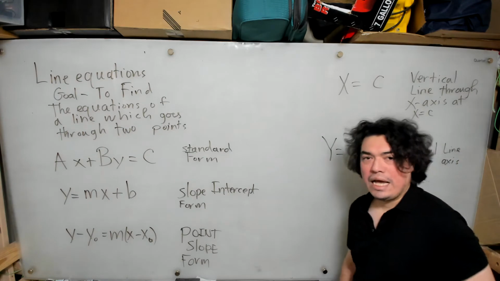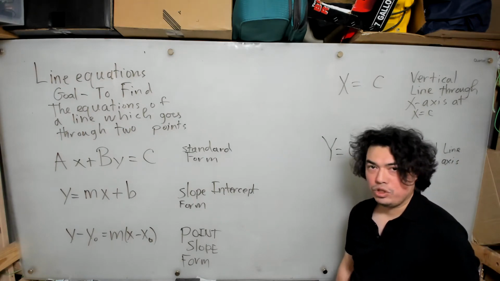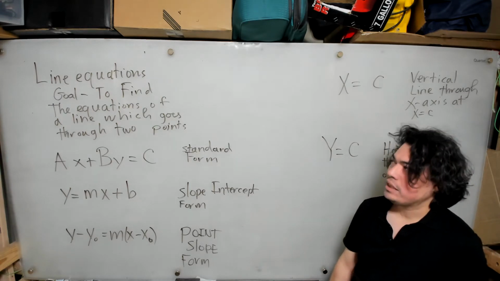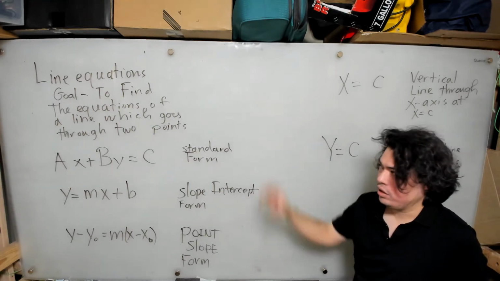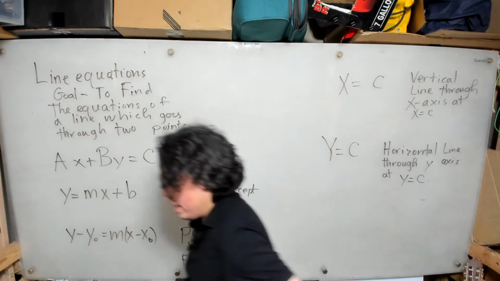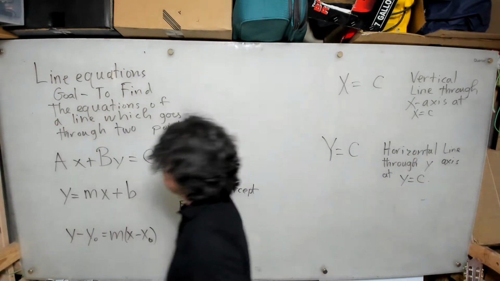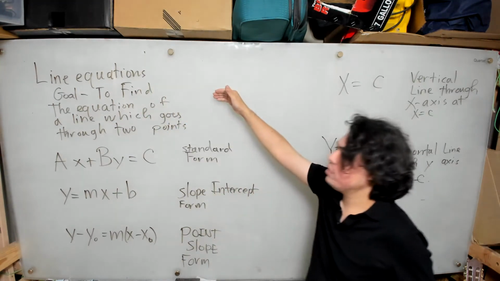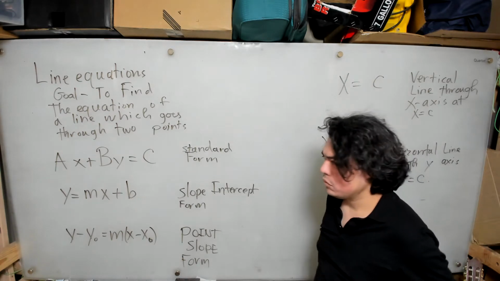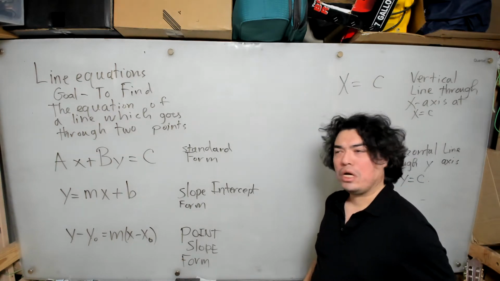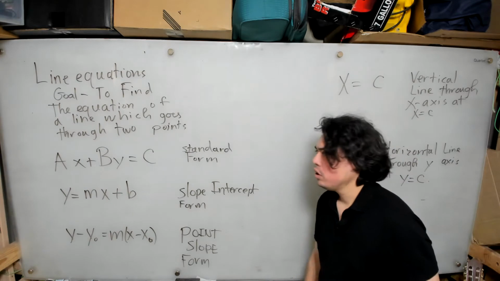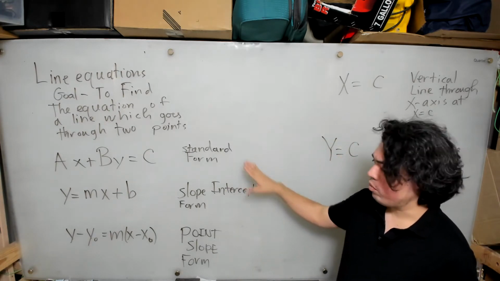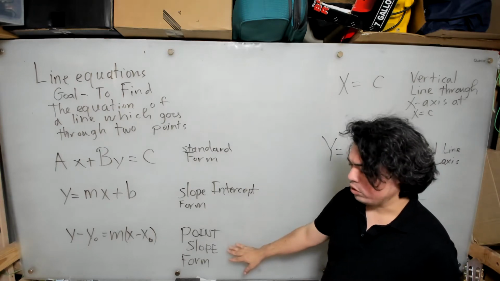Now, the main classes of equations of lines that we're going to use are going to be roughly in these classes. Okay. And basically, one of the main goals that we're going to solve a lot is to find the equation of a line which goes through 2 points. And depending on the situation, we might decide to calculate that line equation in standard form, in slope-intercept form, or in point-slope form.